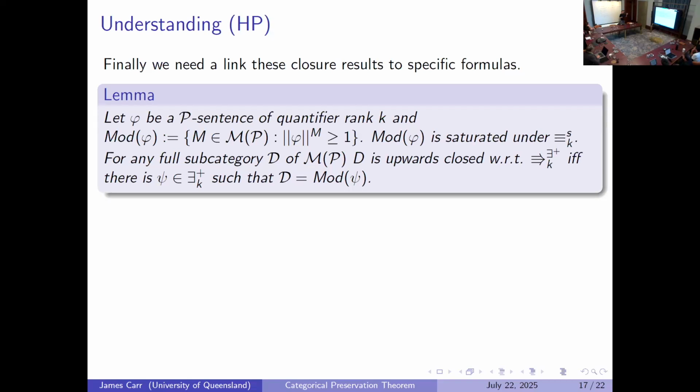The first of these is actually straightforward. If you look at the models of the formula, then that is in fact saturated under strong equivalence, or equivalence classically, which is fairly obvious. And then it takes a little bit more work to prove that if you take some subcategory of your class of models, then it's upward closed with respect to this existential positive closure exactly when there's actually a witness for this. So there is in fact some existential positive formula, and that subcategory is exactly the class of models for it. This only works in certain settings as it stands.